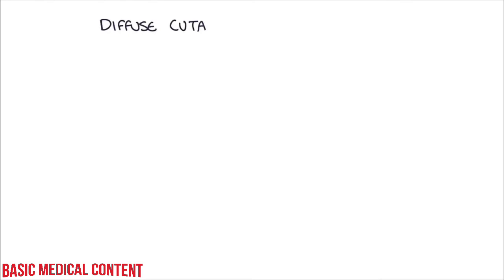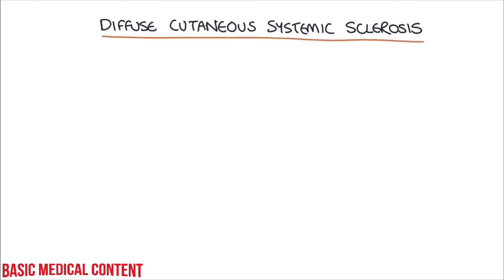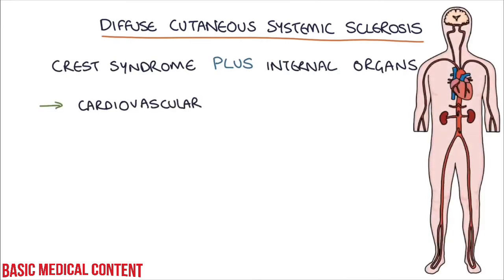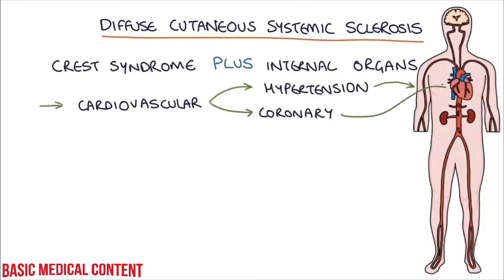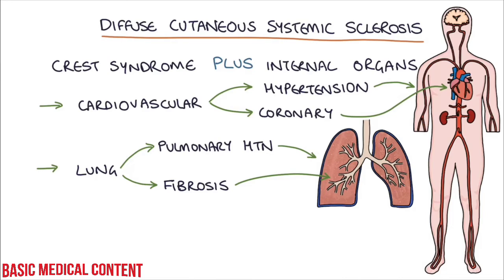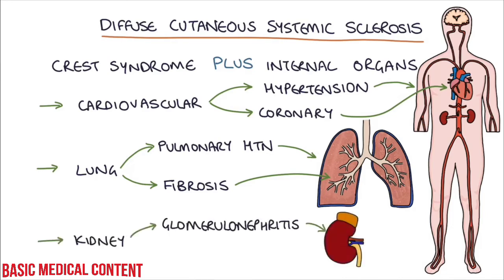Next is diffuse cutaneous systemic sclerosis. This includes all the features of CREST syndrome, plus it affects the internal organs, causing cardiovascular problems, particularly hypertension and coronary artery disease, lung problems, particularly pulmonary hypertension and pulmonary fibrosis, as well as kidney problems, particularly glomerulonephritis and a condition called scleroderma renal crisis. So let's go through all of these conditions one by one and explain what they mean.